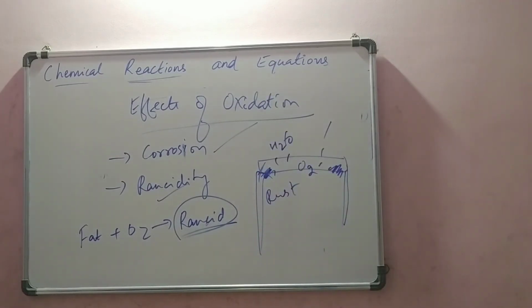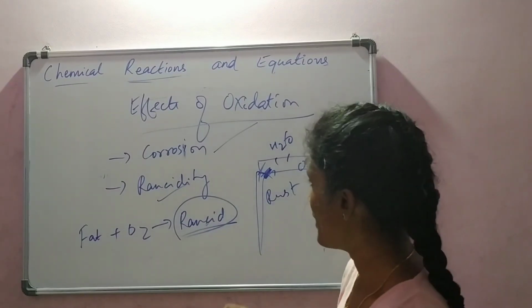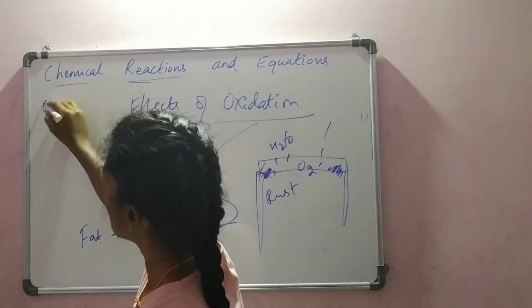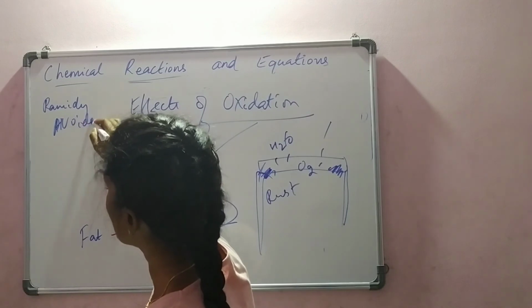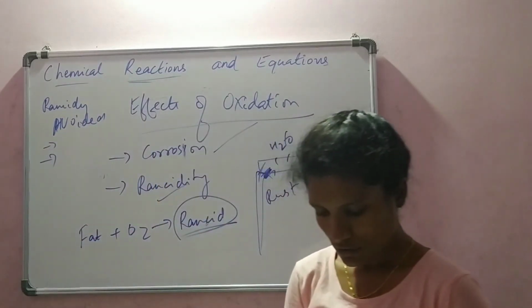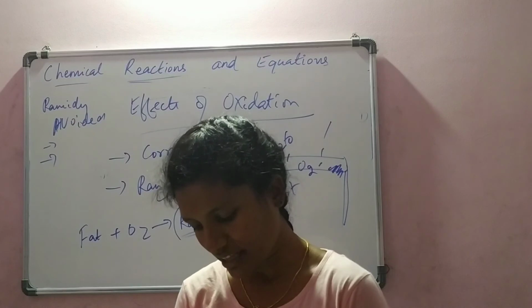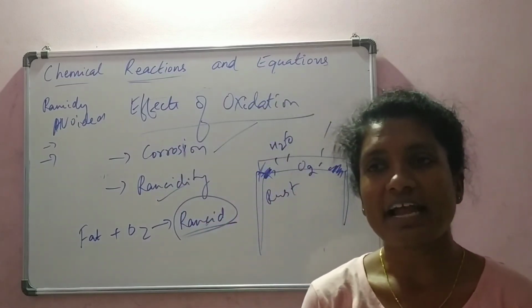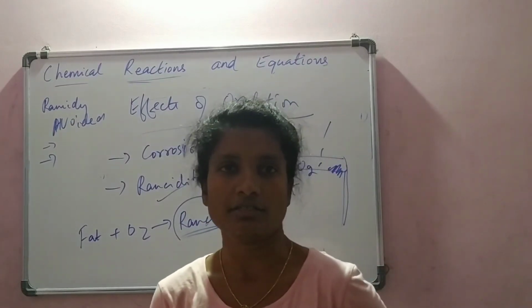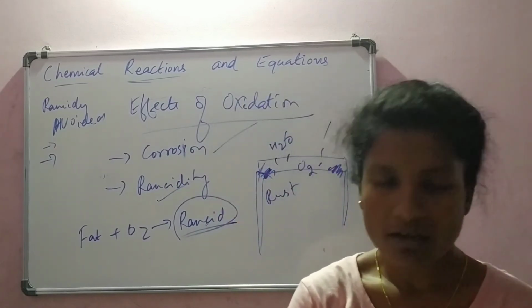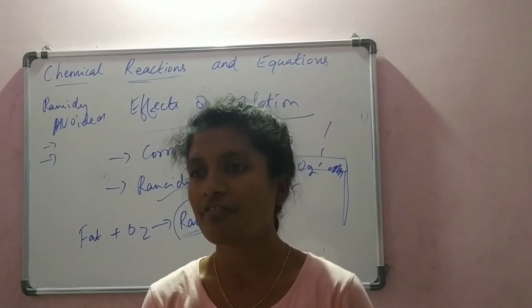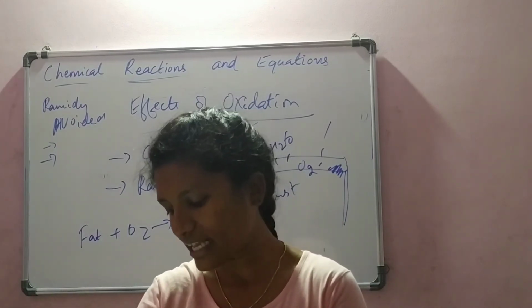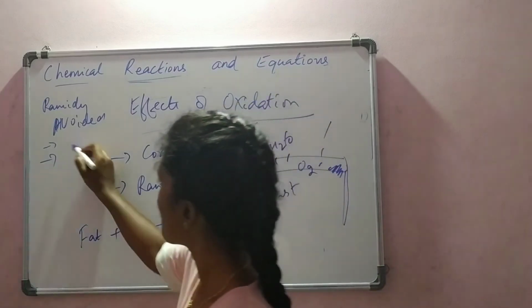So how will we avoid rancidity? Rancidity should be avoided, or it should be prevented. To prevent that, you can add antioxidants to your food materials. Now let us say we prepare an item made up of oil or fat. Along with the oil and fat, you add an antioxidant. One good example is BHA.